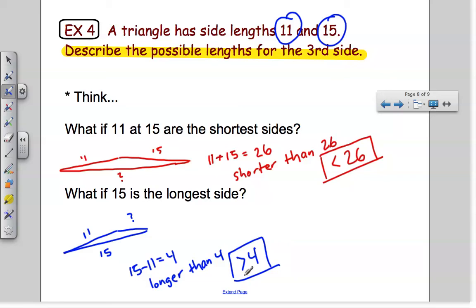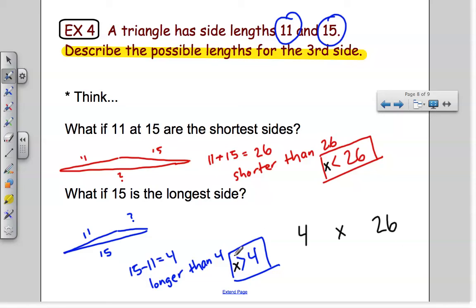So we have a number we have to be greater than. We have a number we have to be less than. You're thinking this unknown side, we'll call it x, has to be less than 26, shorter than 26. And this unknown side x also has to be greater than 4. But you know how to write a combined inequality. We're supposed to be between 4 and 26. So you literally write x in between 4 and 26.